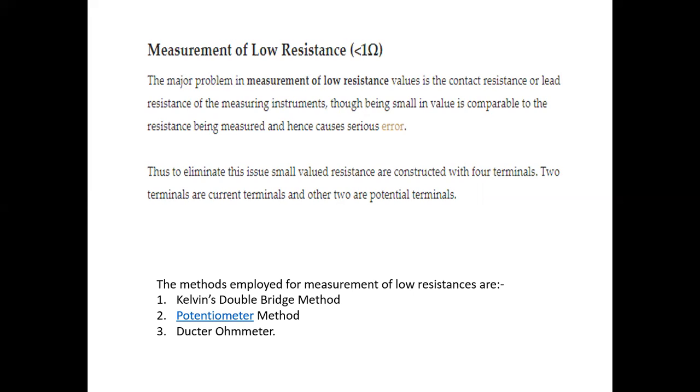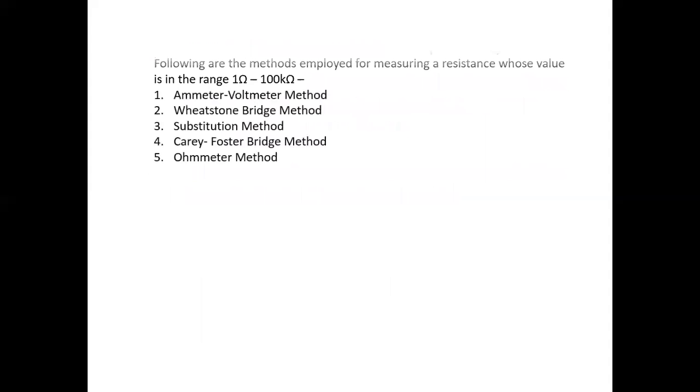Two terminals are current terminals and the other 2 are potential terminals. The methods used are the Kelvin double bridge method, potentiometer method and Doctor ohm meter method.